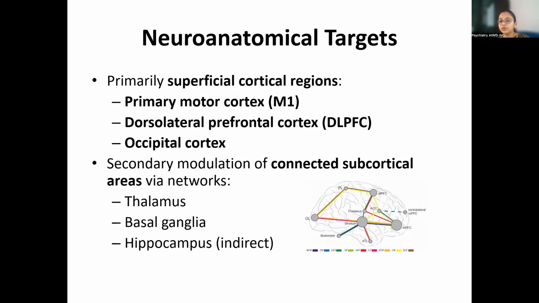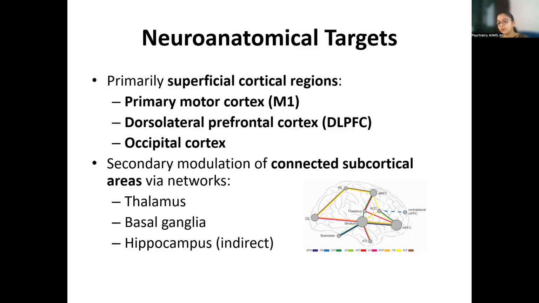So now moving on to the neuroanatomical targets of rTMS. We have to understand that the magnetic field which we are generating through the coils exponentially reduces in intensity in parallel with the distance from the coil. So the effects that we can produce are only on the superficial cortical structures of the brain. These are the major areas which we target: primary motor cortex, the dorsolateral prefrontal cortex, and the occipital cortex in certain cases.